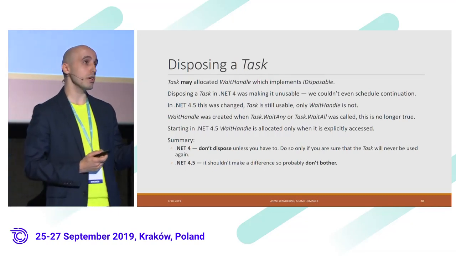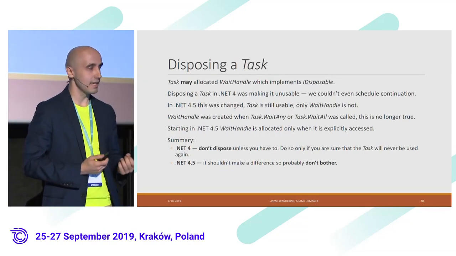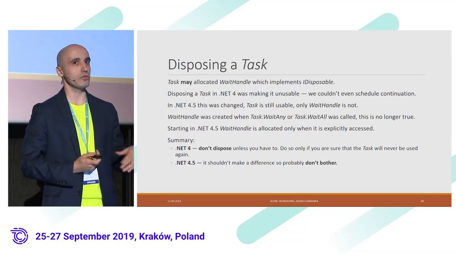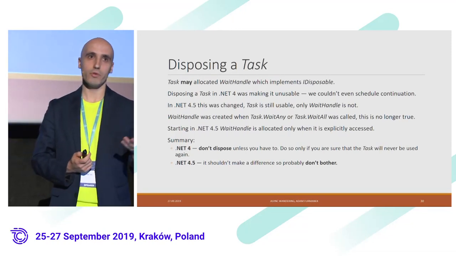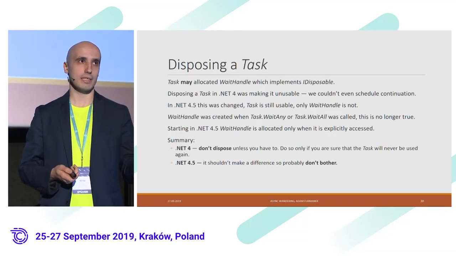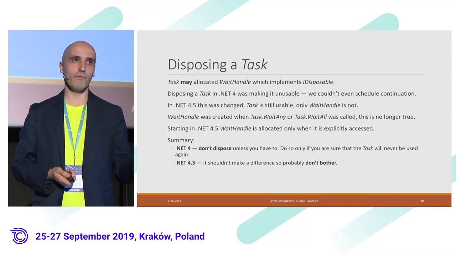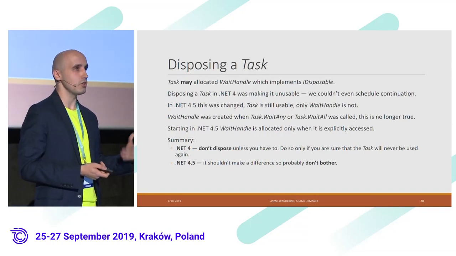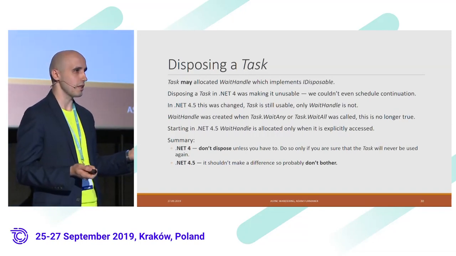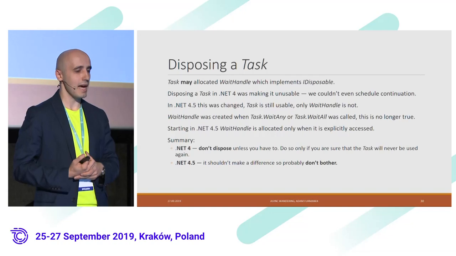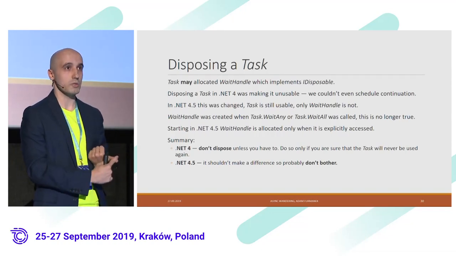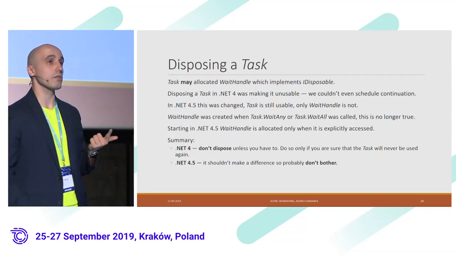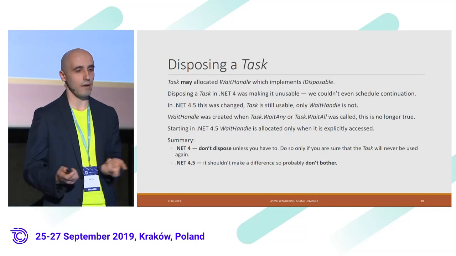However, in .NET 4, whenever you dispose a task, it basically kills it. You cannot use ContinueWith anymore. So if you dispose the task, it's done. The task is not usable anymore at all. If you do this in .NET 4.5, however, the things under the hood are generally not allocated, so there is nothing to clean up. So the takeaway from this slide is: in .NET 4, don't dispose because you are going to break the task. In .NET 4.5, don't dispose because there is nothing to dispose.